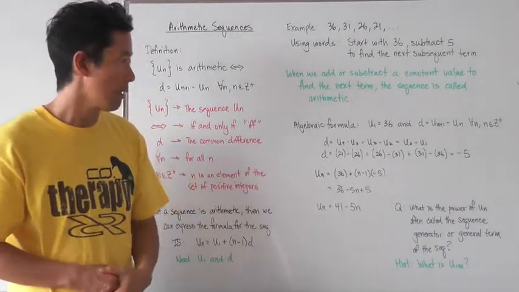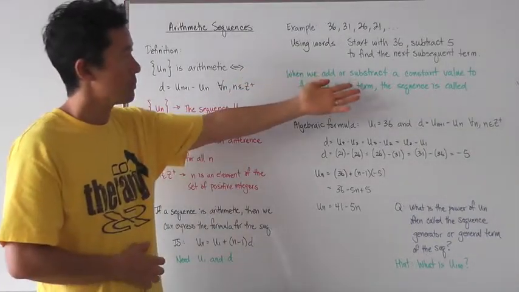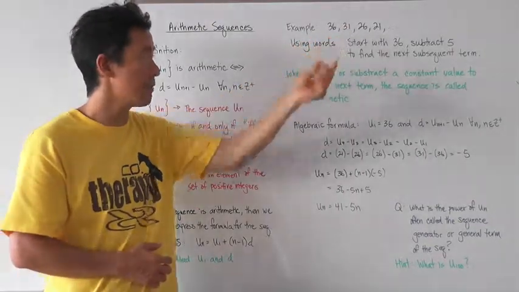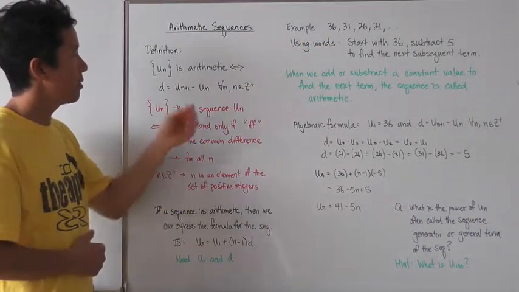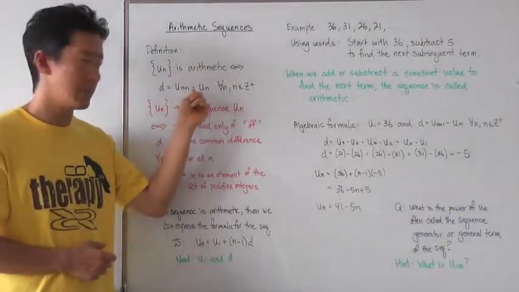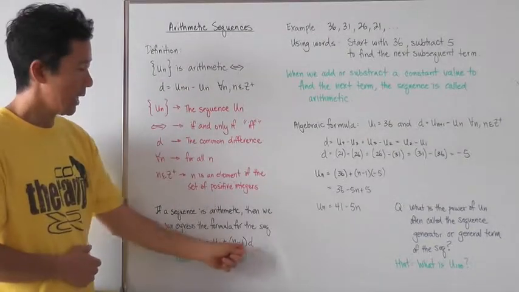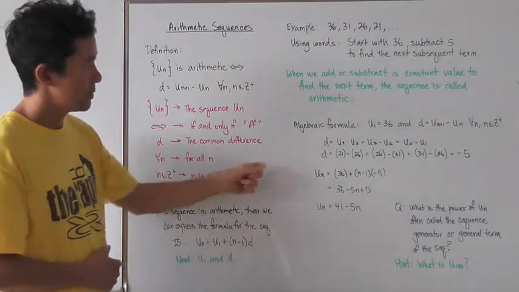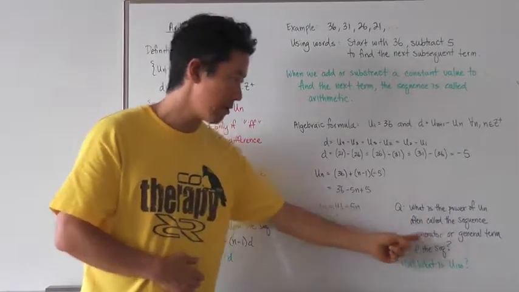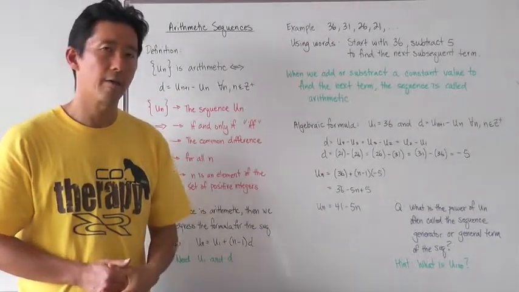So let's recap again. If we can find a common difference between subsequent or consecutive values of a sequence, then we can call that sequence arithmetic. Or if we know that the sequence is arithmetic, then we know that there has to be a common difference. Once we have the first element, u sub 1, and a common difference, then we can find the algebraic formula, also called the sequence generator or general term of the sequence, for any arithmetic sequence that we have.